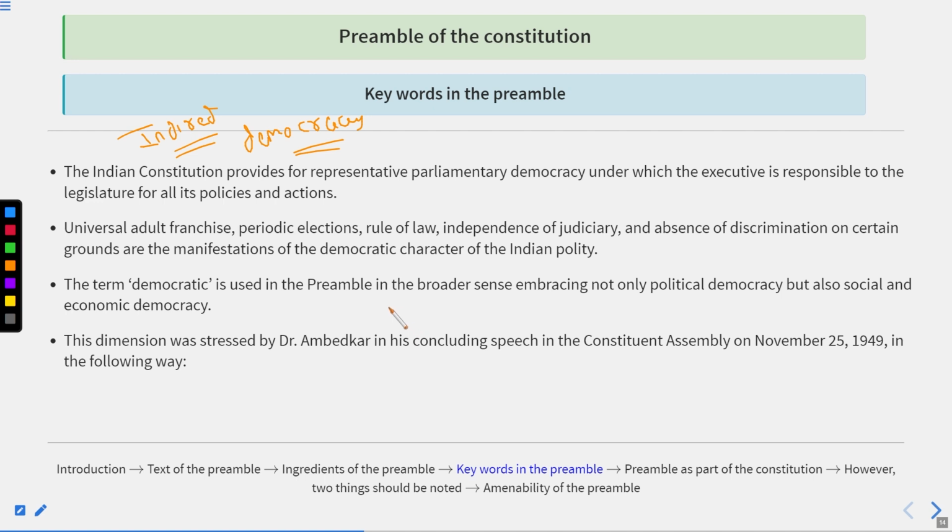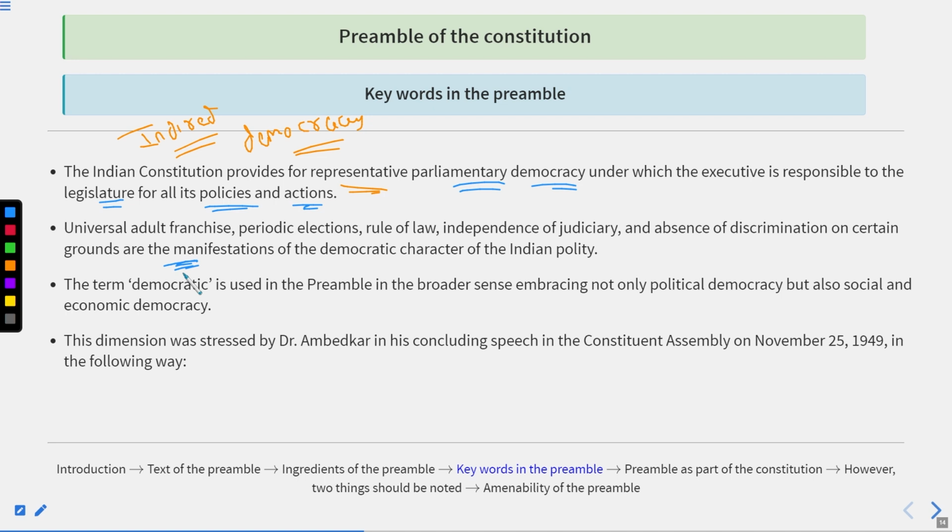Like me and you, the general people are not allowed to participate in state matters directly. However, through our representatives, we can direct the policies in our favor. And remember, we have a parliamentary democracy, so the executive is responsible to the legislature for policies and action. We have the concept of universal adult franchise, periodic elections, rule of law, independence of judiciary, and absence of discrimination on certain grounds, which are the manifestation of the democratic character of the Indian polity.